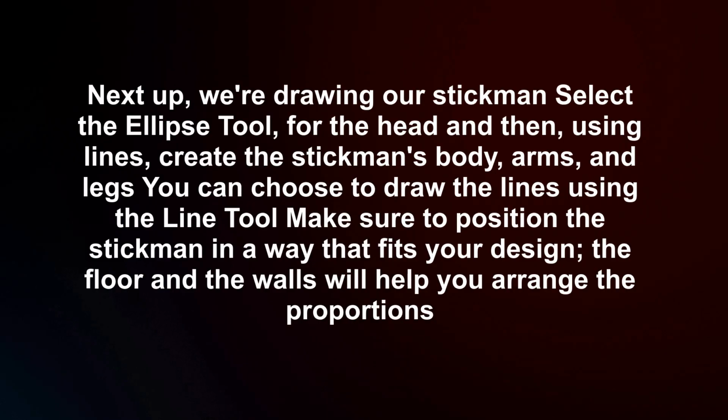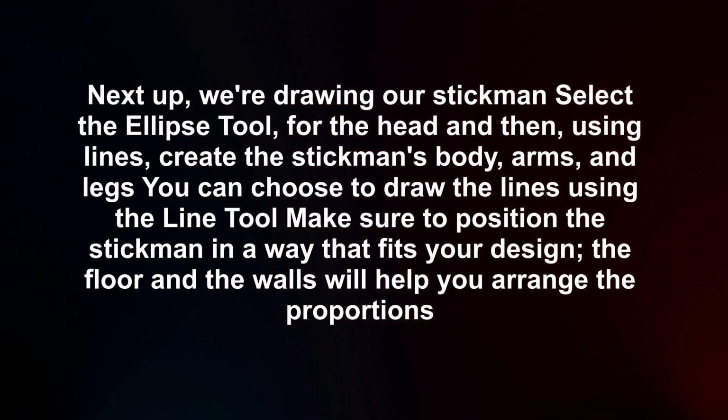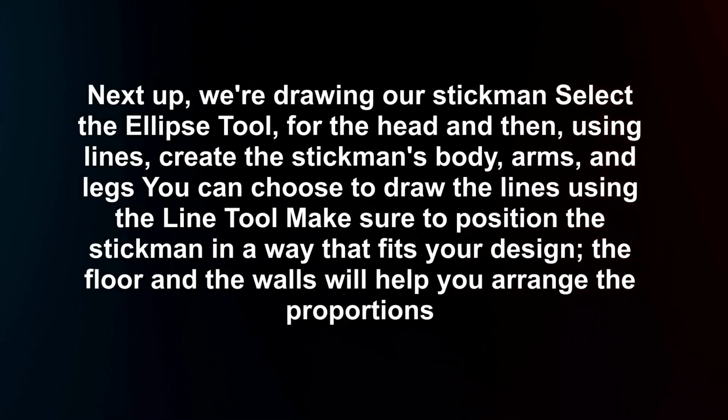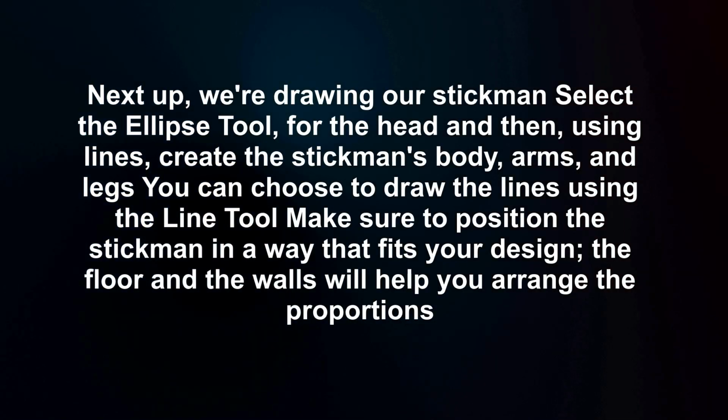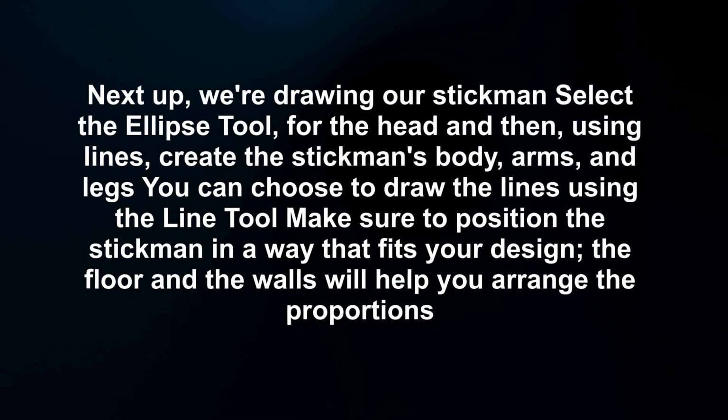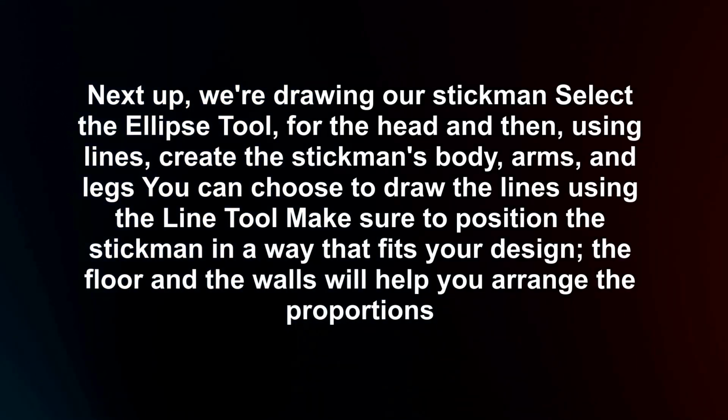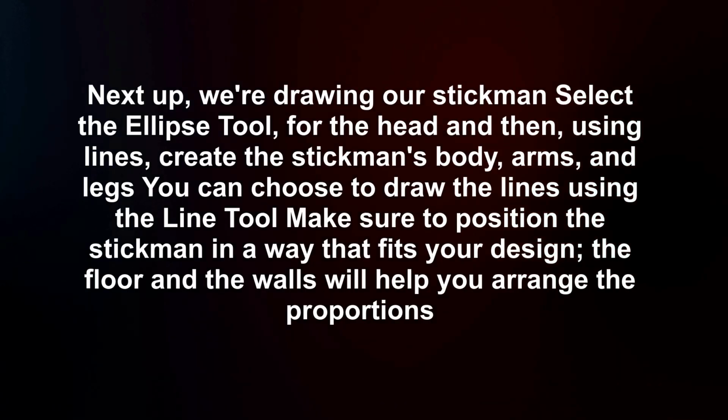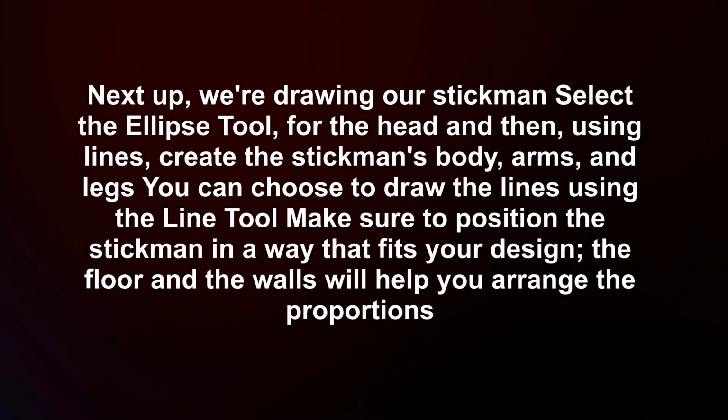Next up, we're drawing our Stickman. Select the ellipse tool for the head and then, using lines, create the Stickman's body, arms, and legs. You can choose to draw the lines using the line tool. Make sure to position the Stickman in a way that fits your design. The floor and the walls will help you arrange the proportions.